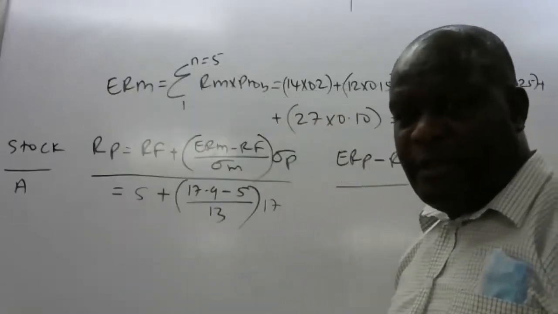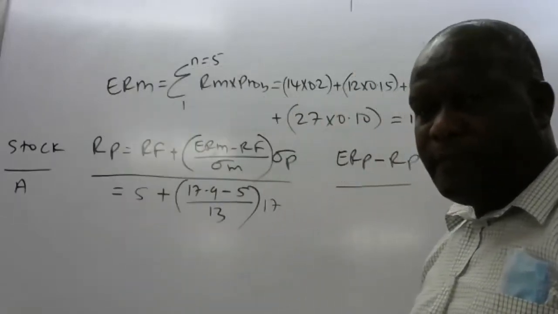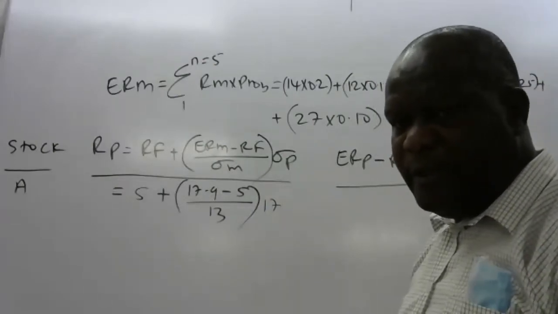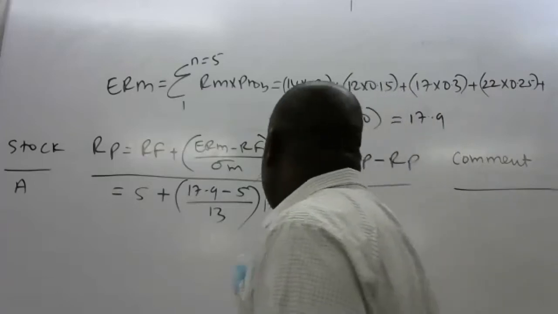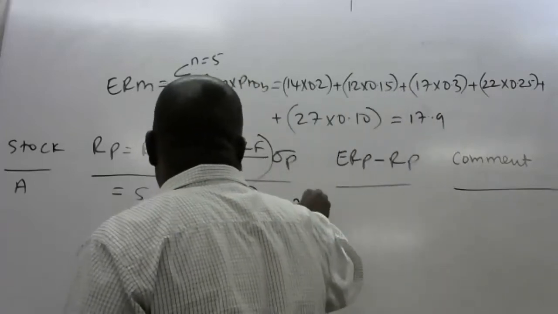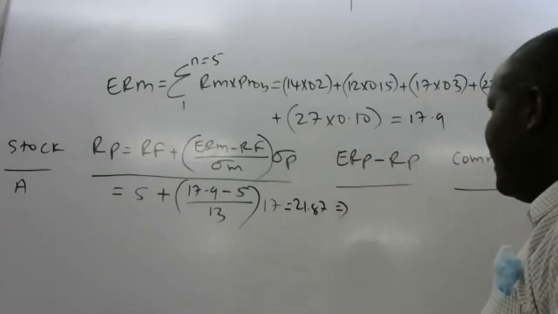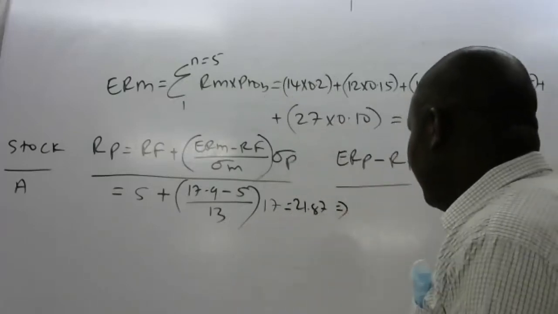So anyone who has calculated, just round it off to two decimal places, 21.87. So let us now come here and see the figure we get.